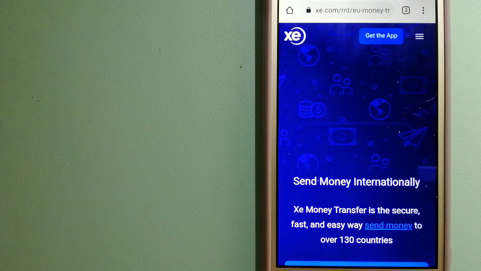Money transfer companies and governments change their rules all the time. So if one of these services is not available anymore, or if you know another reliable way to send money abroad, make sure to leave us a comment and let the rest of us know.